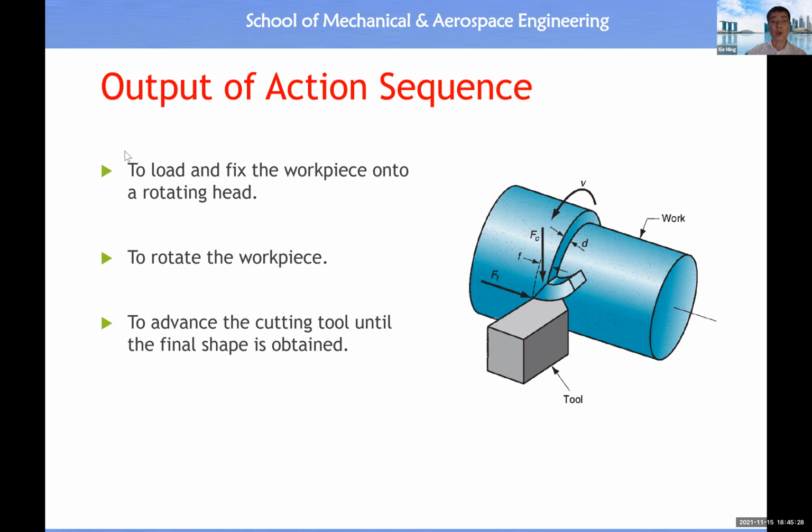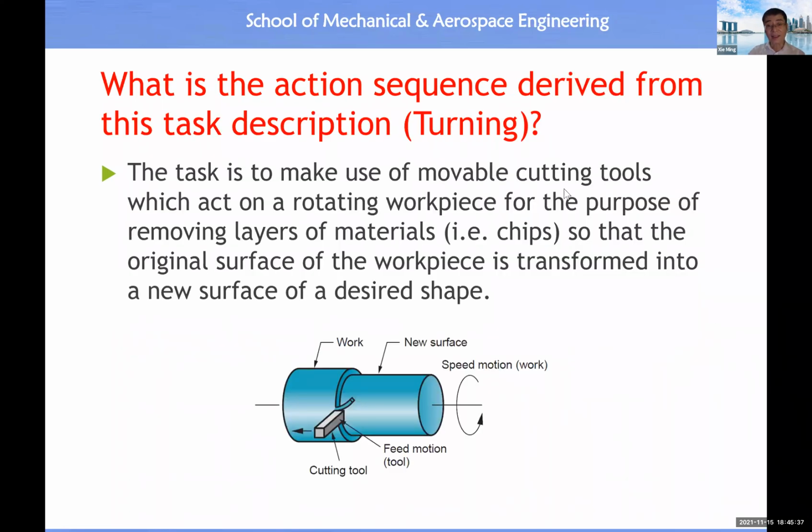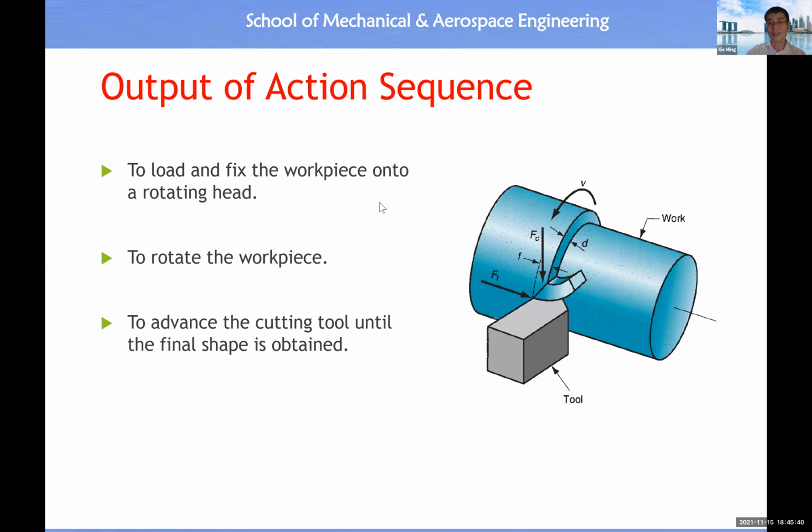Then what will be a possible version of an action sequence? You will see first we must load and fix the workpiece onto a rotating head. That means we must fix this workpiece; the rotating head is basically somewhere here. Then we rotate the workpiece, and advance this cutter, which is a cutting tool. When there's an interaction between the cutting tool and the rotating workpiece, we will be able to remove one layer of surface from the rotating workpiece.